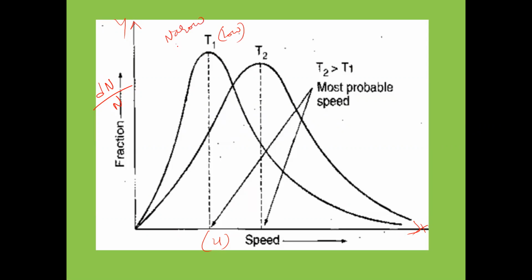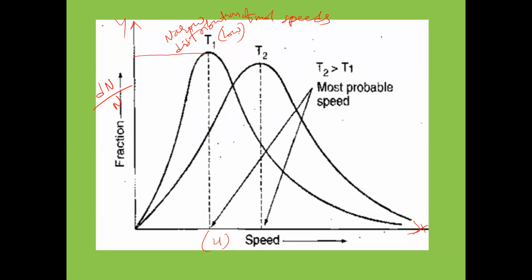What we have to understand here is a narrow distribution of molecular speeds at low temperature. Whenever the distribution curve is narrow, the height of the peak will be more, and more fraction of molecules will have the most probable velocity. A narrow peak means the peak is very sharp, not wider. So the narrow distribution is here at the T1 temperature.